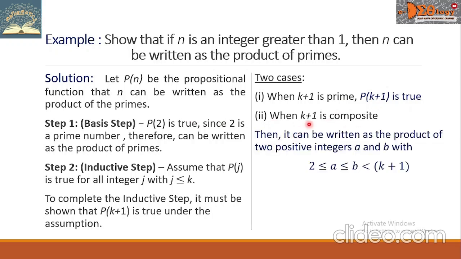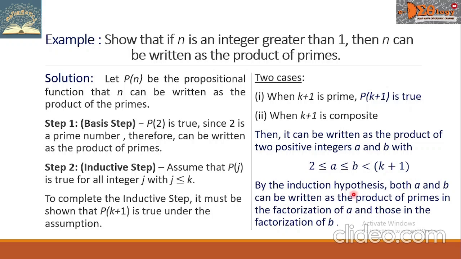Then k+1 can be written as the product of two positive integers a and b, with 2 less than or equal to a less than or equal to b less than the quantity k+1. By the induction hypothesis, both a and b can be written as the product of primes, so k+1 is the product of the primes in the factorization of a and those in the factorization of b. And so we are done with the proof.